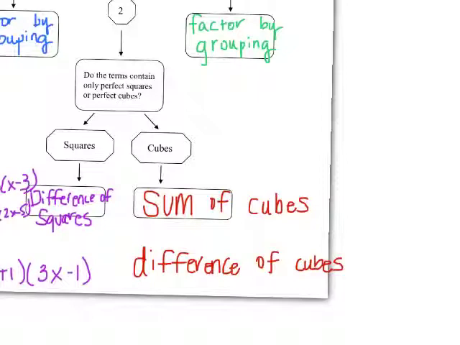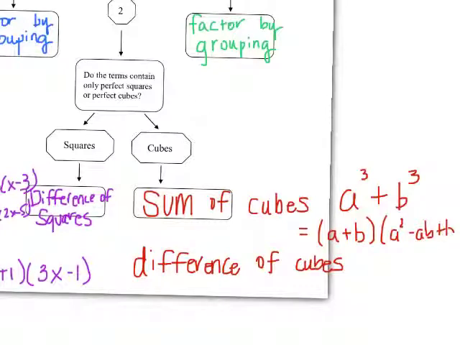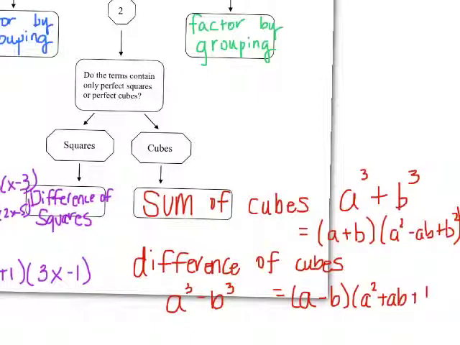So the sum of cubes, so sum means adding, is when we have a cubed plus b cubed. And so that's going to factor out to a plus b, a squared minus ab plus b squared. Whereas the difference of cubes is going to be, so it's a cubed minus b cubed. It's going to be a minus b, a squared plus ab plus b squared. Okay?